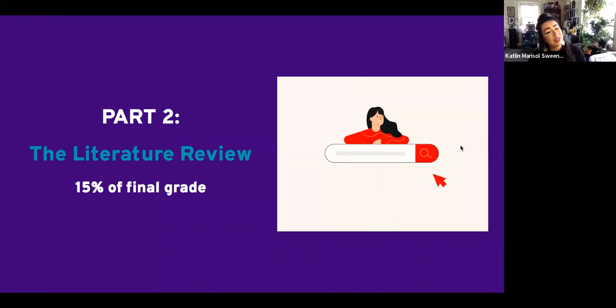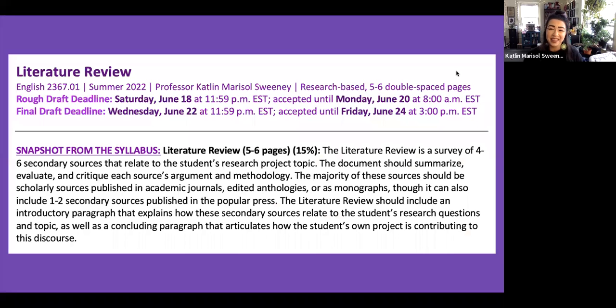So let's talk about the literature review. And again, the literature review is 15% of your final grade, and this counts as part 2 of the semester research project. I almost said process, but project. Okay, so in terms of your lit review, like I said, the rough draft deadline is Saturday, June 18th, but I will accept it up until Monday, June 20th. And the final draft deadline is Wednesday, June 22nd, but I will accept it up until Friday, June 24th.